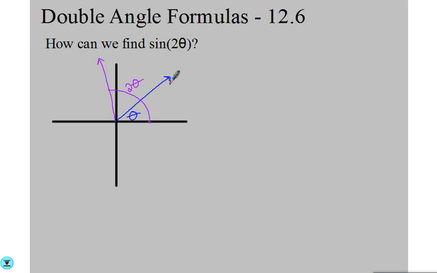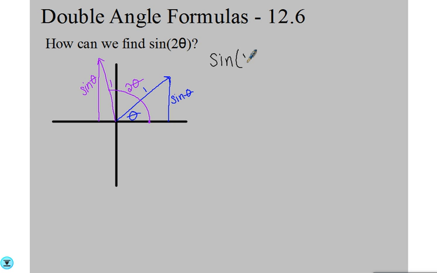So we know from the unit circle that our sine is the y value if the radius of the circle is 1, so this would be sine of theta over here. So same thing over here, if I drop down an altitude, my radius is 1, my sine of theta is now the height of this purple triangle. So we want to figure out a formula to use just our original angle value to find the sine of double that angle. So our last lesson talked about the sum and difference formula.